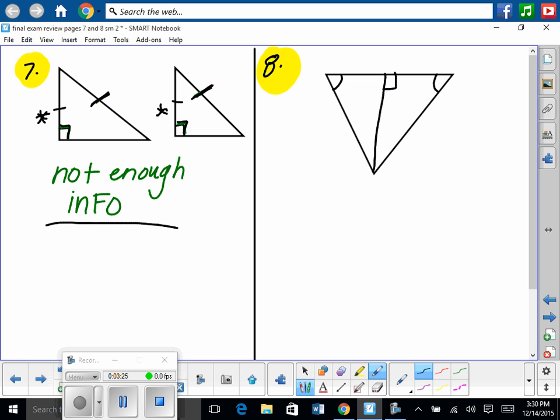All right, so looking at number 8, the first thing I drew is, well, I know if this is 90 degrees, this is 90 degrees, and then for sure that side's the same as that side. So by, once again, angle, angle, side, these triangles must be congruent. So angle, angle, side.